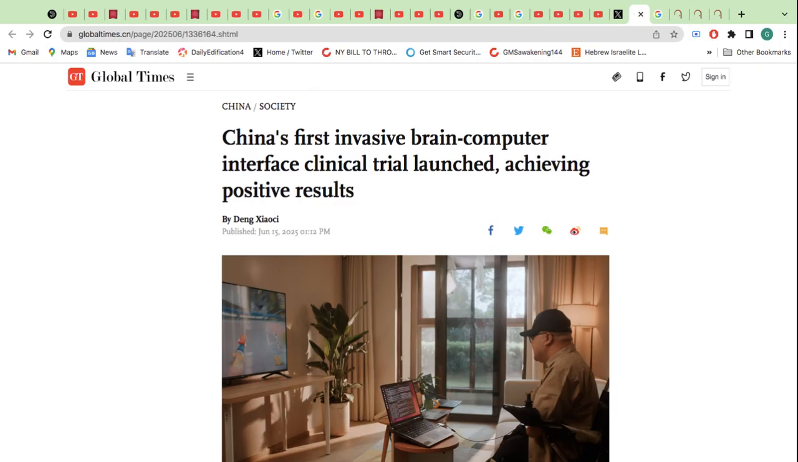Okay, so yeah, China's first invasive brain-computer interface clinical trial launched, and it's achieving positive results. And this is from June the 15th, 2025. Well, when was the 16th? The 16th was a Monday. Yeah, so it's from the 15th of June, which was Sunday last week. Anyway, as you can see, things are progressing, and there'll be more of this popping up.